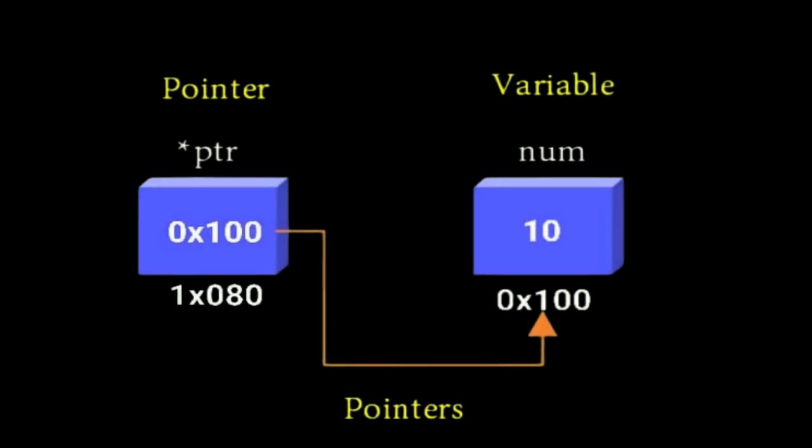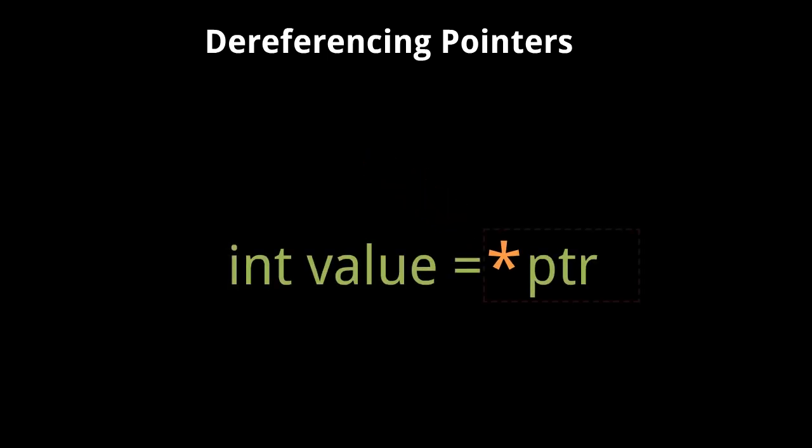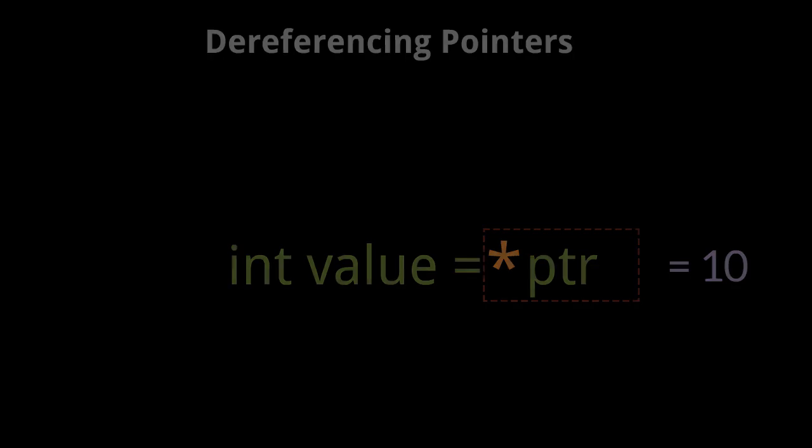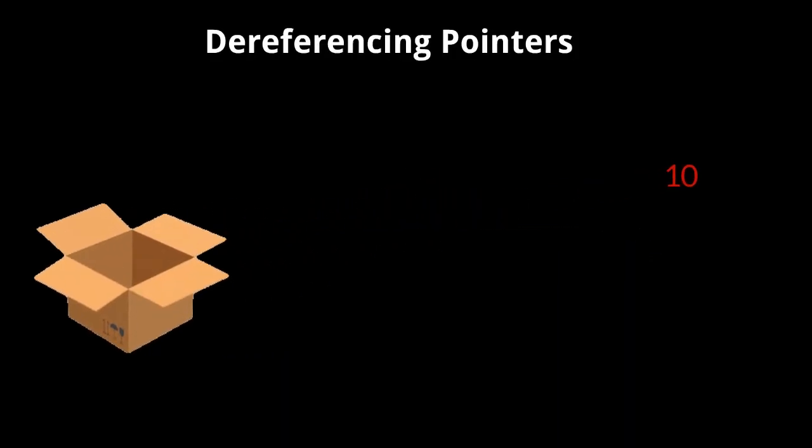ptr now holds the value 0x100, pointing to num. To access the value stored at the address a pointer is pointing to, we use the dereference operator. Here's how. In this example, *ptr accesses the value at the address stored in ptr, which is 10, and assigns it to value. Think of dereferencing as opening the box at the address the pointer is pointing to and retrieving the value inside.